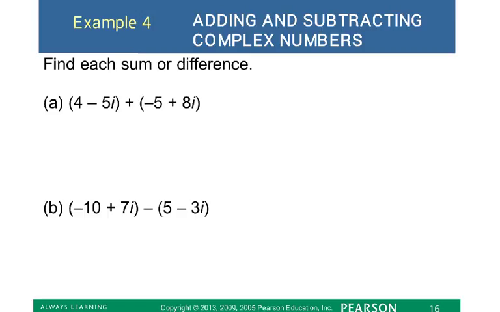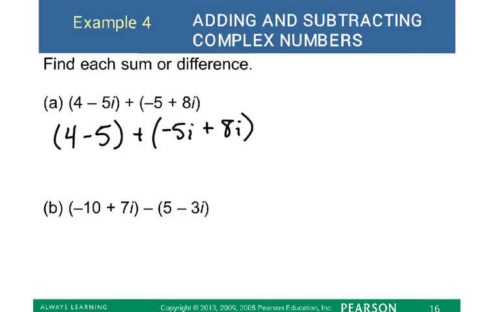So we're asked to find each sum or difference of these two complex numbers. And we have a real part, we have an imaginary part. Put the two parts together. So we have 4 plus a negative 5, or 4 minus 5, is going to be our real part. And then our imaginary part is going to be our negative 5i plus 8i.